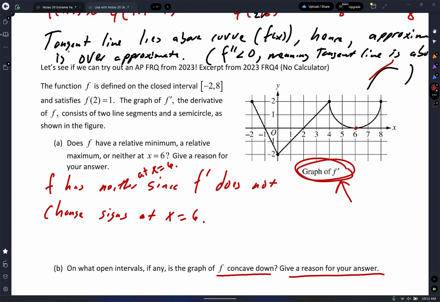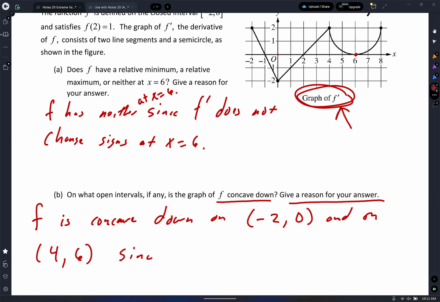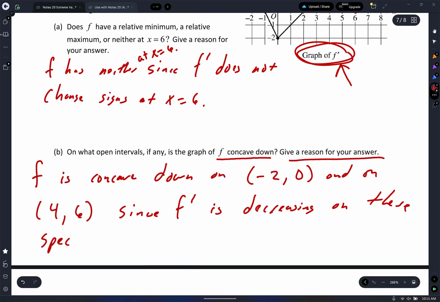And remember, open intervals. So you're going to say f is concave down on parenthesis -2 comma all the way to what? 0 parenthesis and on from what to what? 4 to 6. Since f prime is decreasing on these specific intervals. And there it is, guys. Full credit. How do you feel so far?